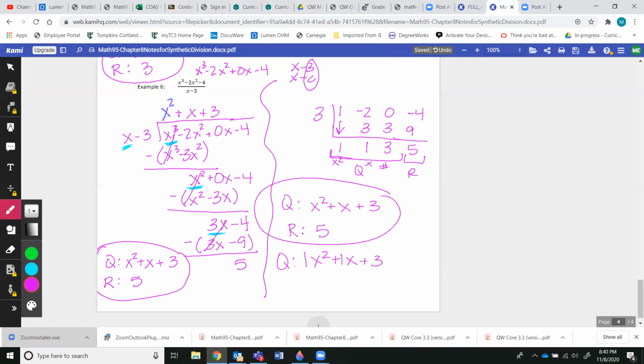Alrighty, so hopefully that helps with the synthetic division. I know it's a little different, a little new, but hopefully you can kind of see how that works now as well. Thanks, guys.